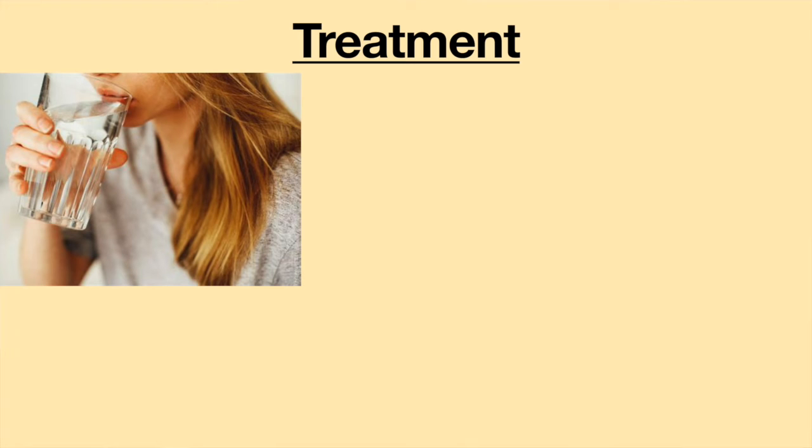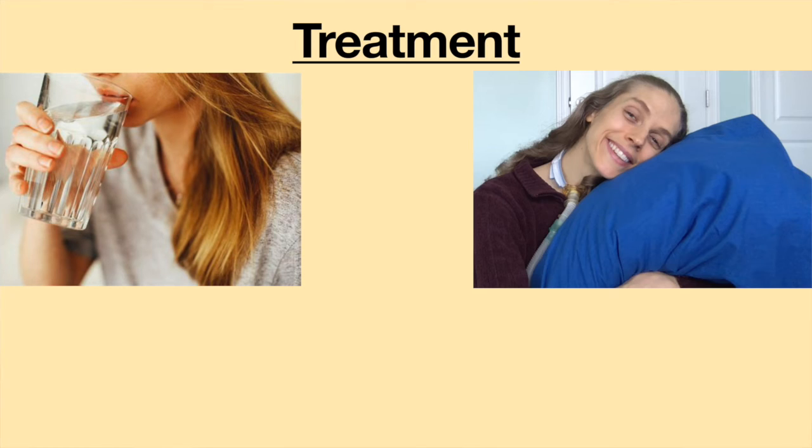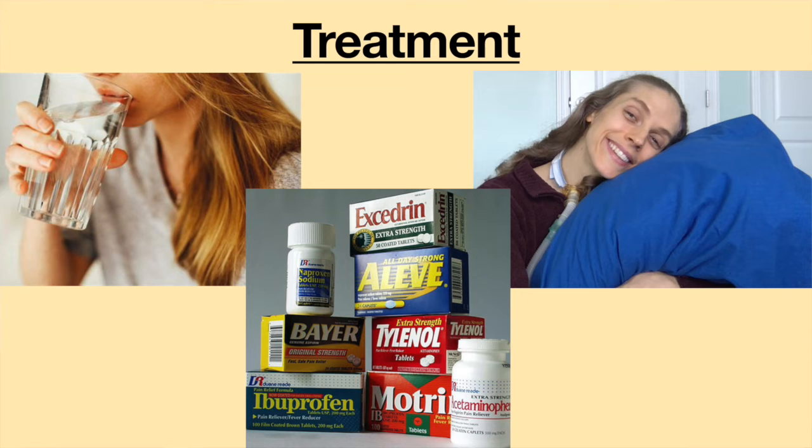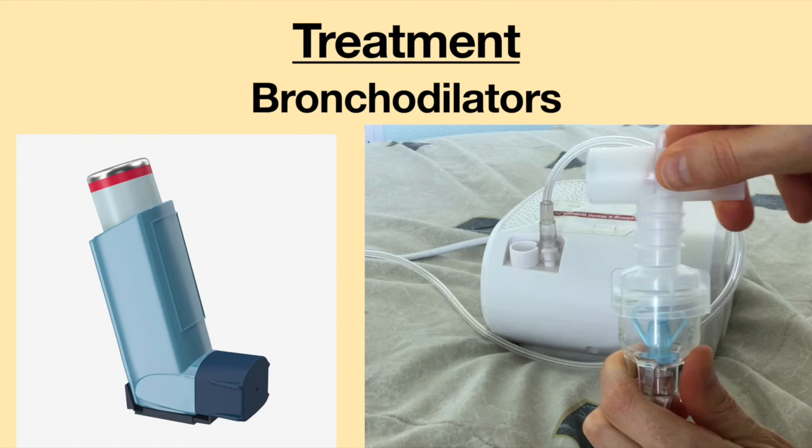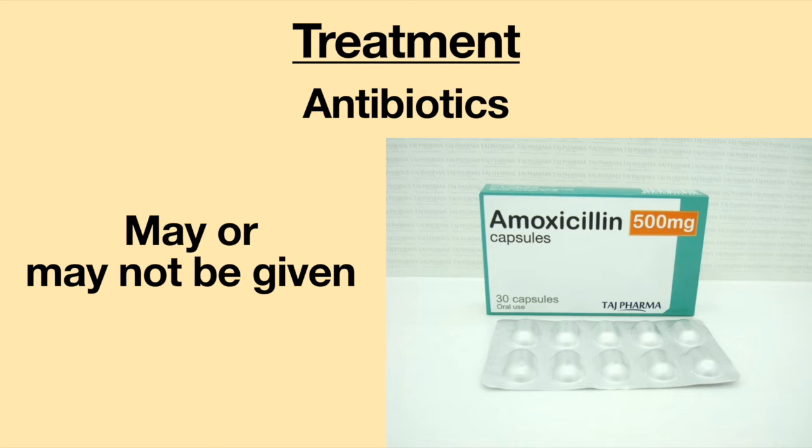Treatment for tracheobronchitis and tracheitis usually includes drinking plenty of water, getting lots of rest, and taking over-the-counter medicine for pain and fever. Using bronchodilators, such as inhalers or running medicine through a nebulizer, may be used to help open up the airways. Antibiotics may or may not be given.